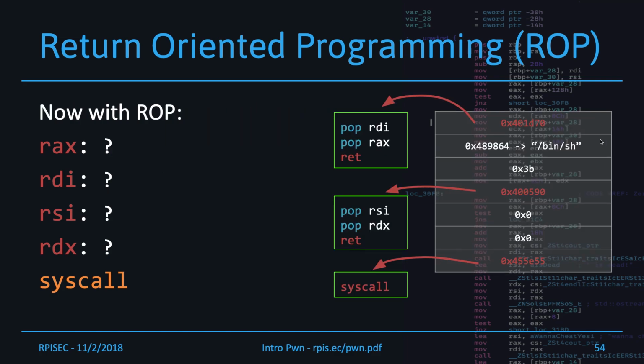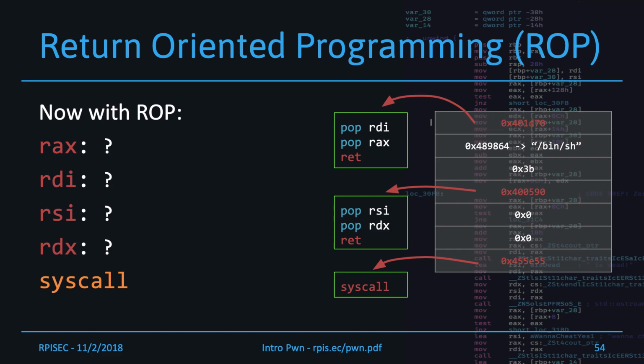So with ROP, what that would look like is, first, this is the stack. You have your first gadget, which pops RDI, pops RAX, and returns. That's all it does. And then you have your pointer to /bin/sh, which you want in RDI, and then your syscall number, which you want in RAX. So we'll step through this.